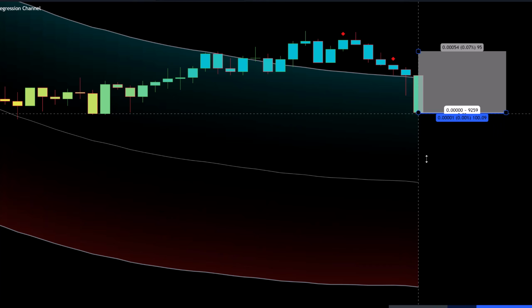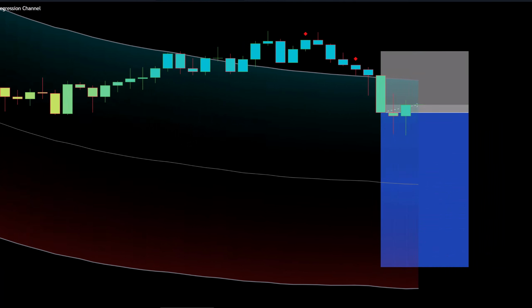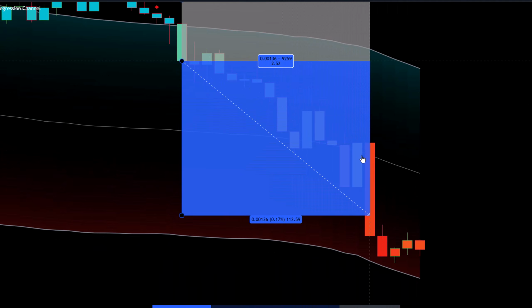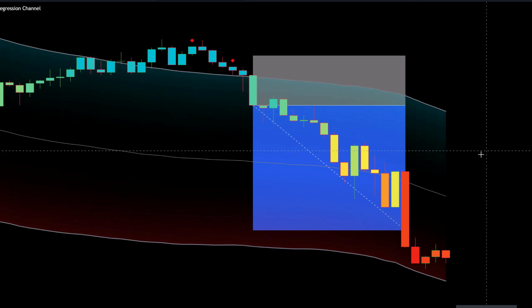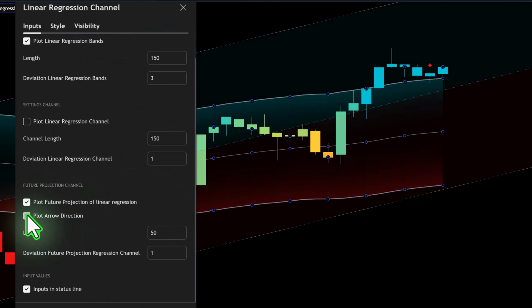To make these setups even clearer, you have to keep an eye on the color-coded candles. They work like a momentum heat map, helping you confirm whether the shift in direction is gaining strength. If you want an extra layer of insight, you have to turn on the Future Projection channel and the directional arrows. These tools will give you a sneak peek into where price may be headed next, helping you better plan your targets or manage your stop losses with more confidence.